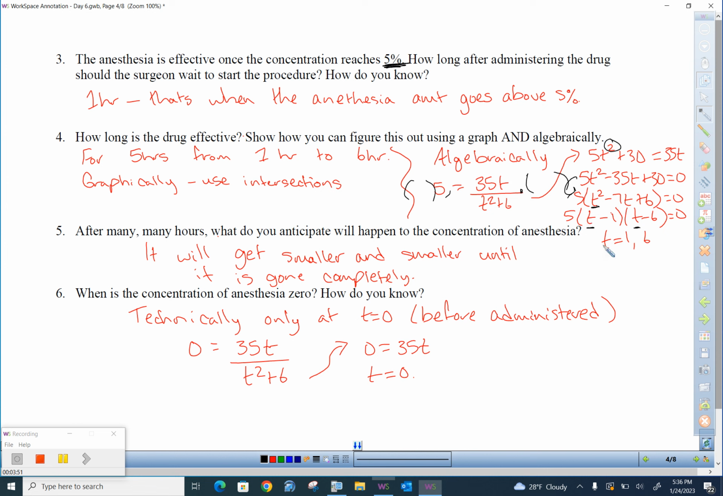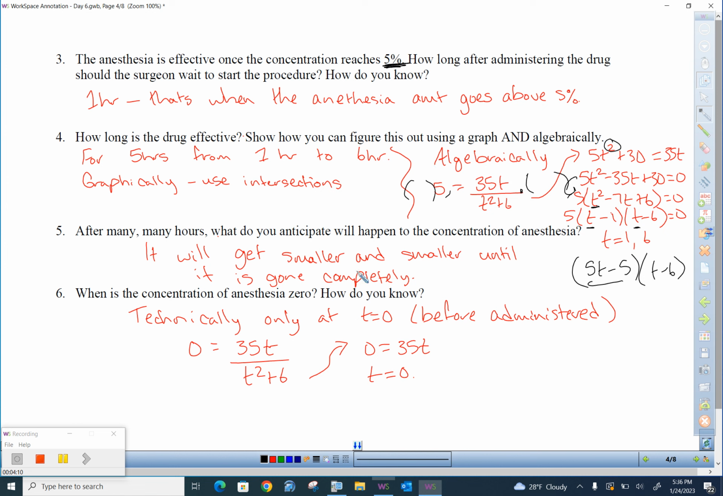If in the case you didn't catch that, you might have factored by grouping and it looked like maybe 5t minus 5 and t minus 6. Or similarly, it could be 5t minus 30 and t minus 1. But then again, there's a GCF that can be taken out to make it one more step better. No matter what you did, you should have gotten the answers 1 and 6 matching up to the graph there.